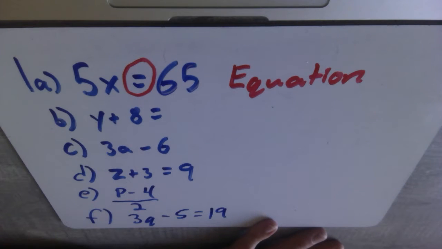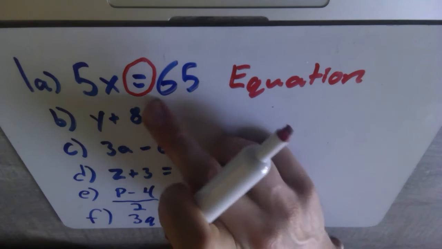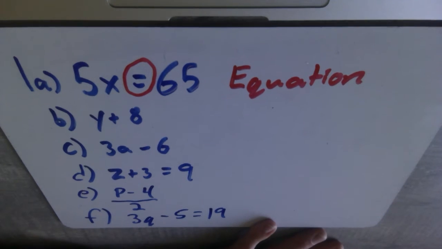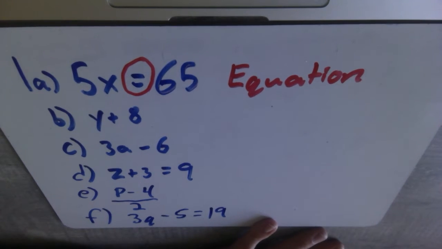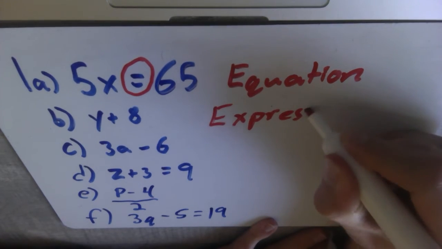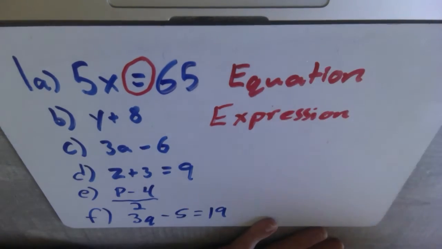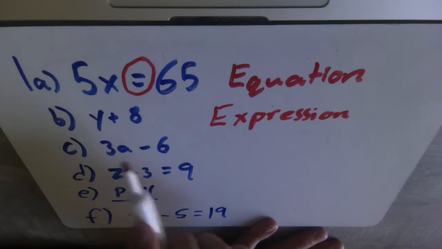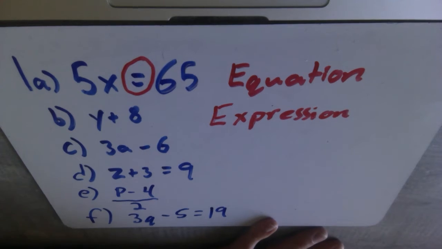In B, y plus 8, and I don't think there was an equal sign there. So 1b was just y plus 8. Does it have an equal sign? No, it does not in part B, so it is an expression. And why that is, because you could put any number in there for the variable y and get a different answer. So there's no definite answer. An equation has a definite answer. An expression, you can substitute anything for the variable and it'll still work.